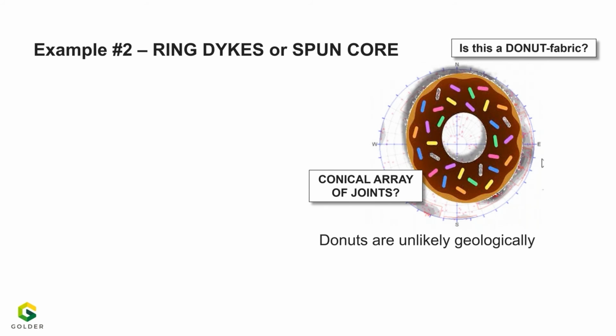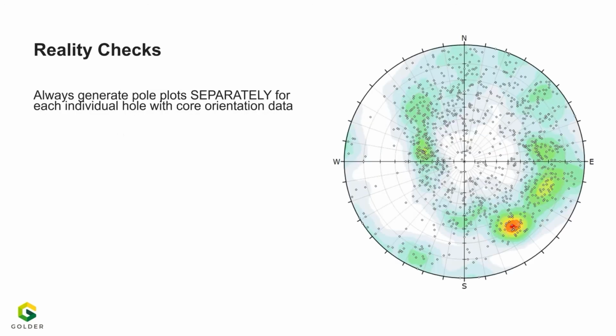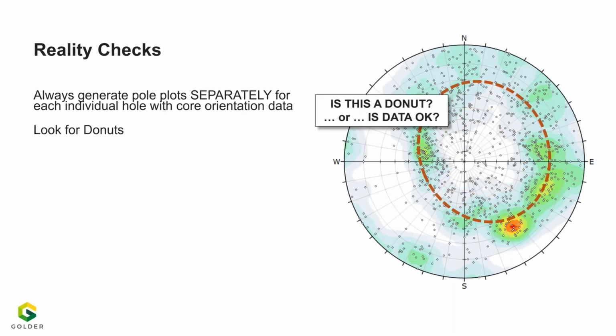They're very unlikely. Basically, it represents a cone. Only ring dikes actually show this natural feature. So they are rare. So whenever you see a ring, ask yourself, is this a donut fabric? Check your data.